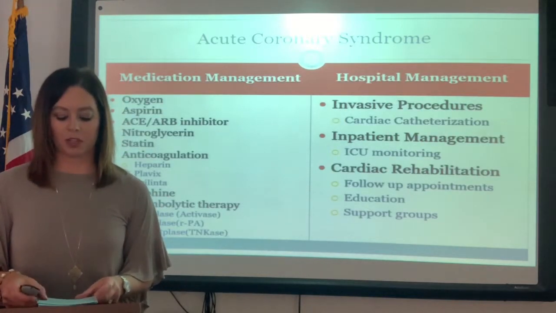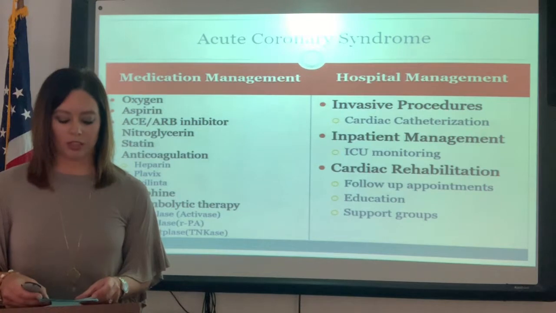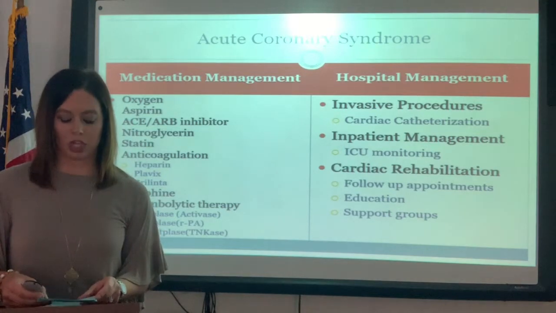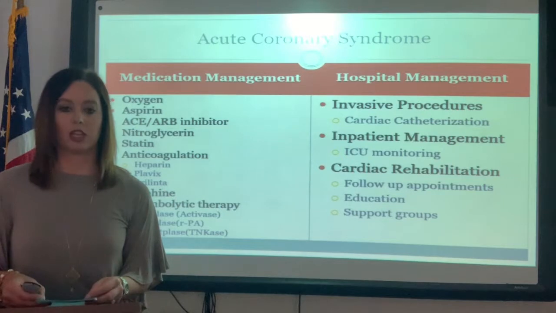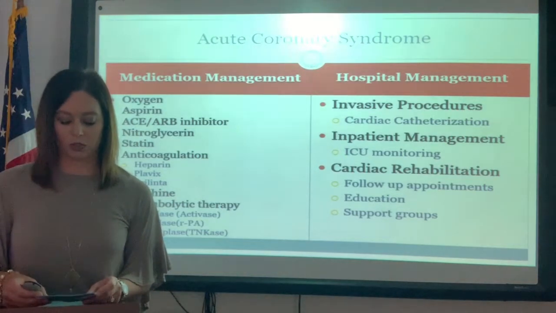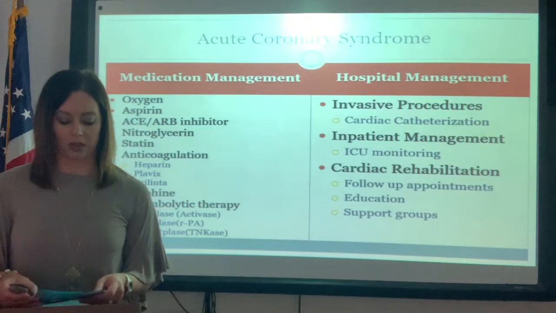Your medication management includes administering oxygen, giving a dose of aspirin, nitroglycerin paste, statins such as Lipitor, and giving anticoagulants such as heparin, Plavix, and Brilinta. Morphine can also help to relieve chest pain. Most hospitals do have a protocol in place for which medication can be given, which is helpful, but as a nurse, you need to know how to treat a patient with acute coronary syndrome.